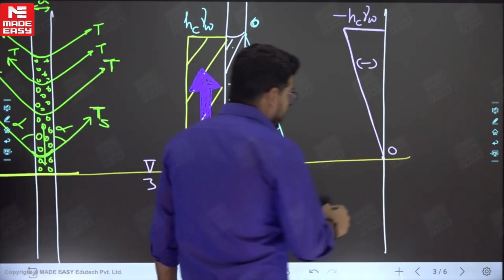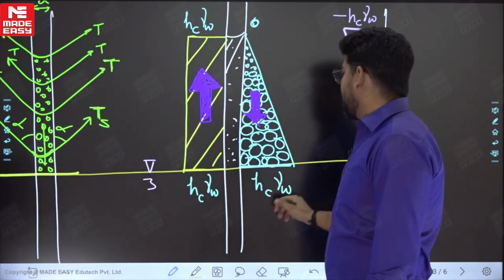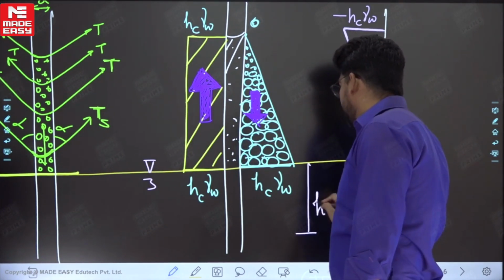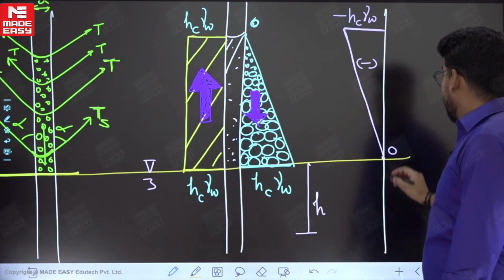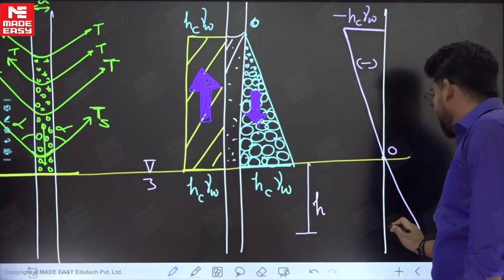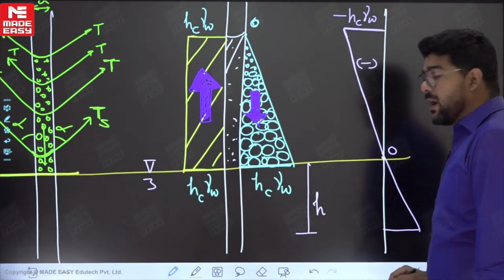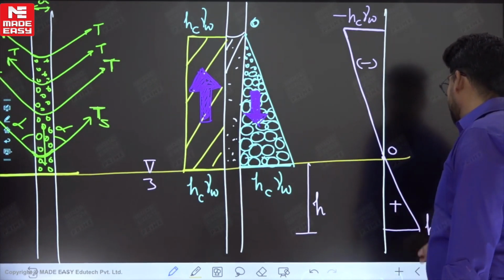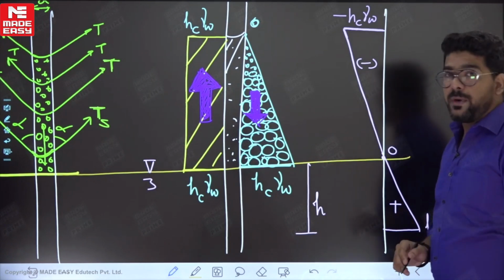Now point is to be noted that below this groundwater table, that water is in compression, and if you are determining the pressure at the depth of H, so this pressure will be how much? H gamma W, positive or negative? Positive. This is compressive pressure. So here it will be H gamma W.